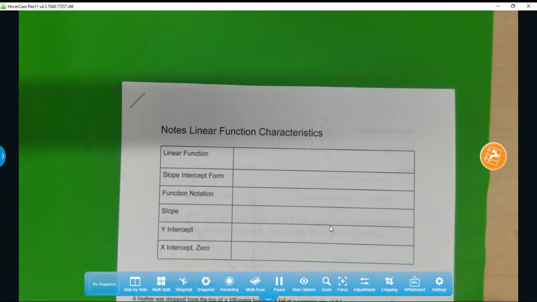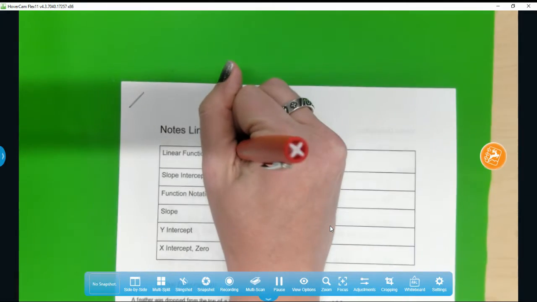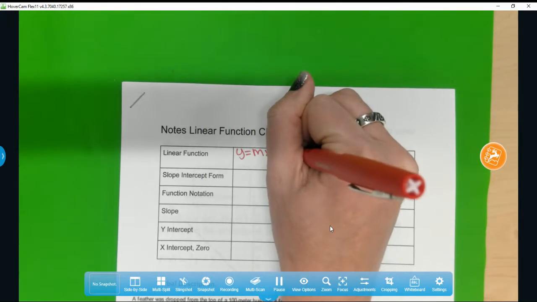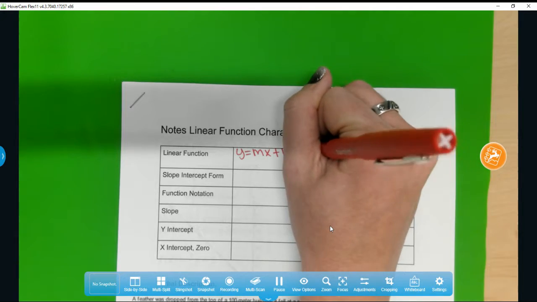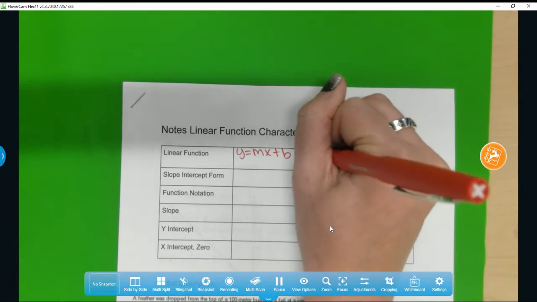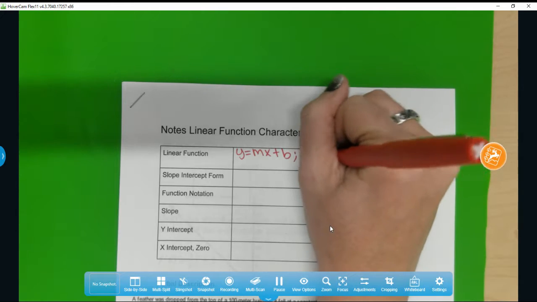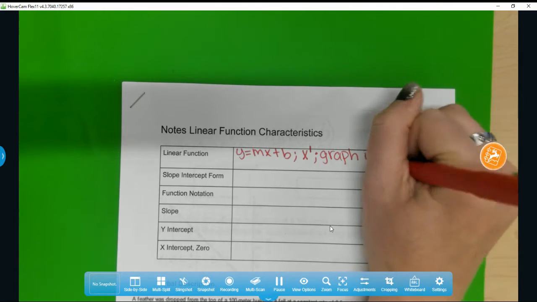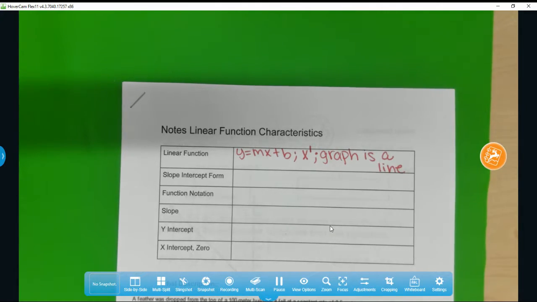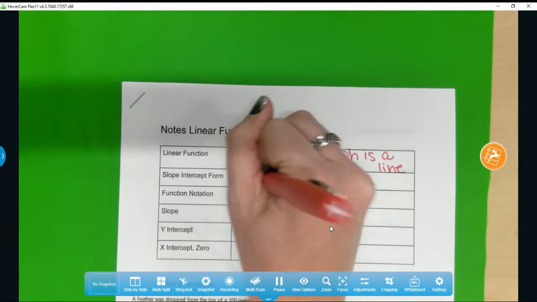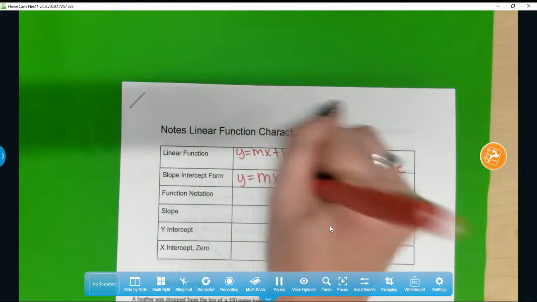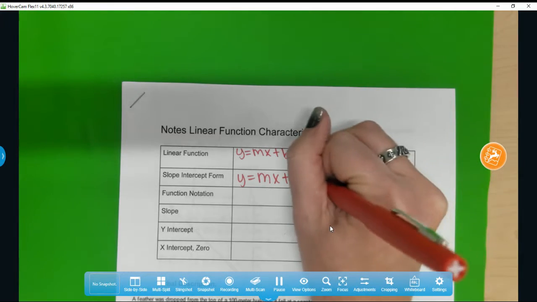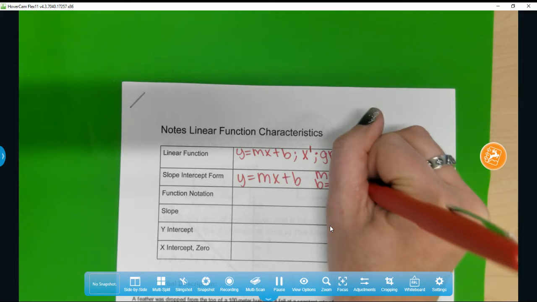So a linear function is usually going to be in the form y equals mx plus b. Okay, it has an x where the exponent's 1. And the graph is a line. Okay, slope-intercept form is y equals mx plus b, where m is our slope and b is our y-intercept.